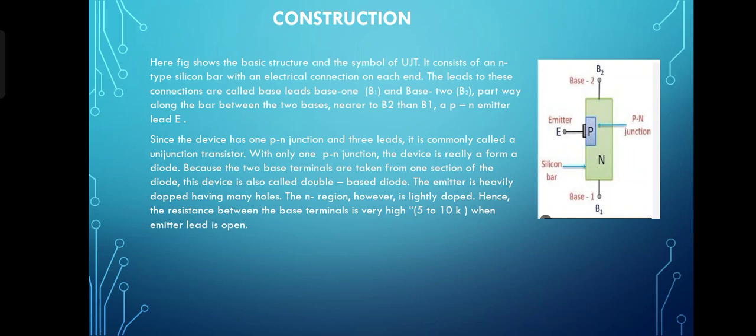Since the device has only one PN junction and three leads, it is commonly called a unit junction transistor. The device is really a form of diode because the two base terminals are taken from one section of the diode. This device is called a double base diode. The emitter is heavily doped, having many holes. The N region, however, is slightly doped. Hence, the resistance between the base terminals is very high when the emitter lead is open.